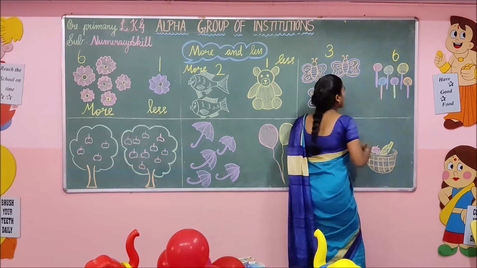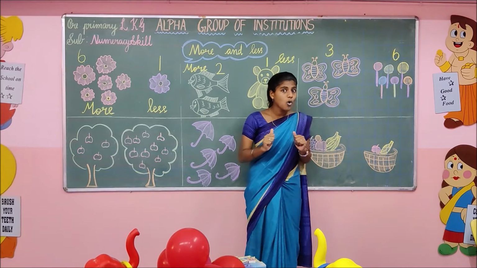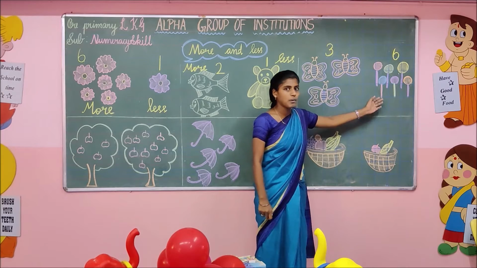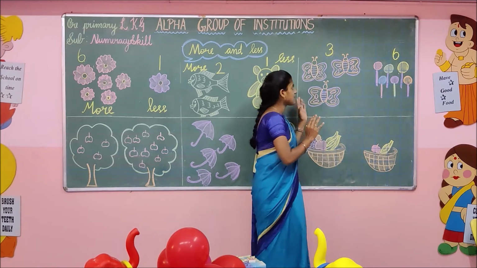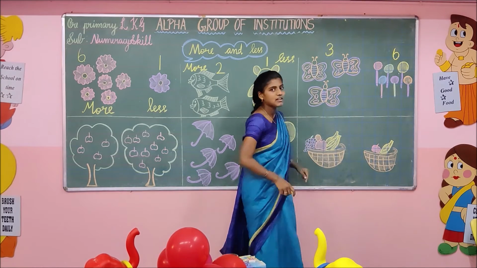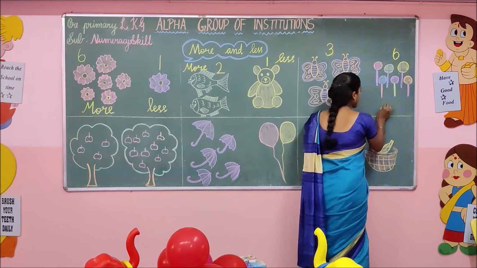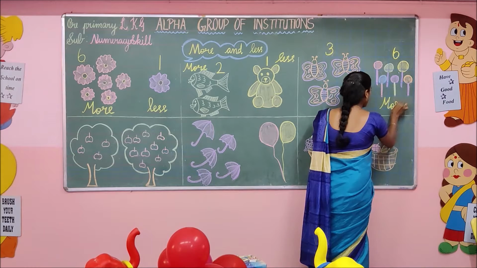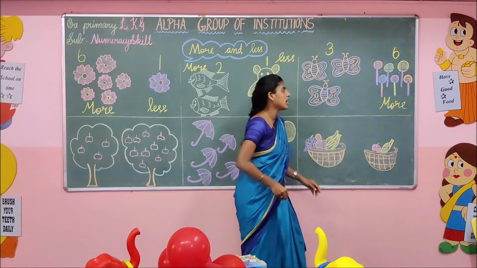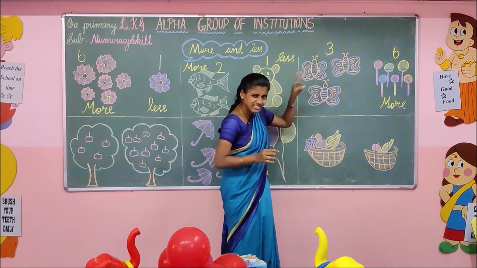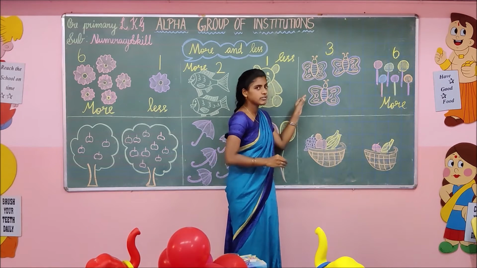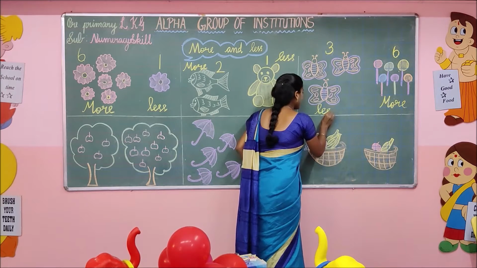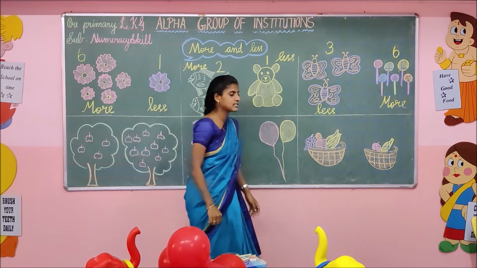6. Okay. Which is more and which is less? Yes, the lollipop is more and the butterfly is less. Shall we write more for the lollipop? M O R E. More. And butterfly is less. We have only 3 butterflies, isn't it? Shall we write less? Okay. L E S S. Less.